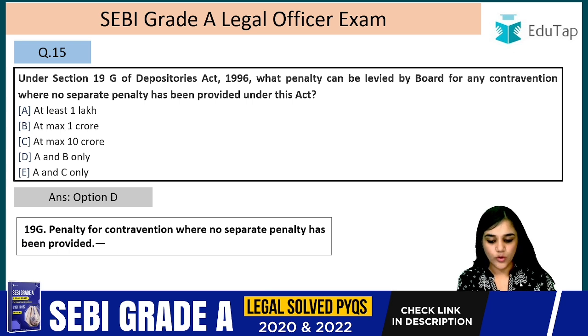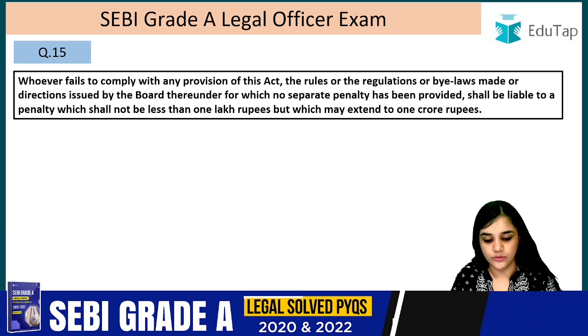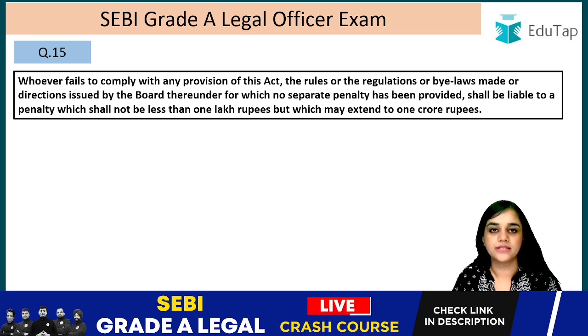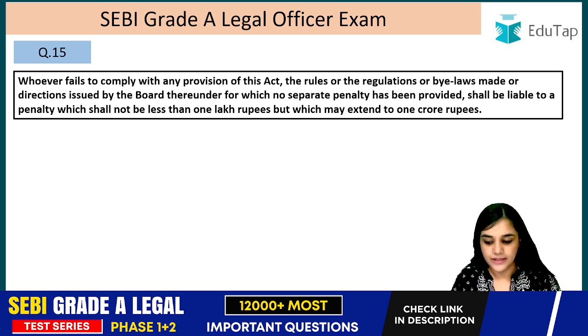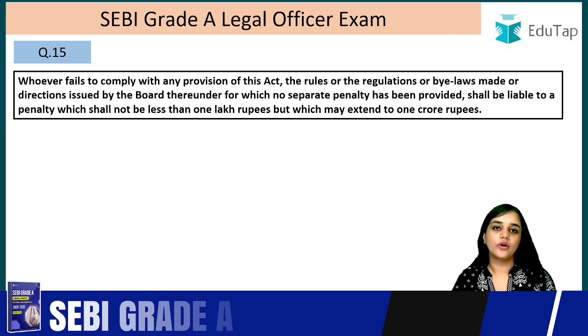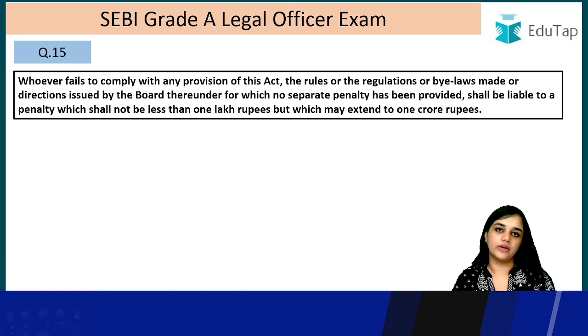Let's read it. Penalty for contravention where no penalty has been provided as per Section 19G. Whoever fails to comply with any provision of this act, the rules or the regulations or the bylaws made or the directions issued by the board thereunder, for which no separate penalty has been provided, shall be liable to a penalty which shall not be less than 1 lakh rupees but which may extend to 1 crore rupees. So the minimum is 1 lakh and the maximum is 1 crore. It cannot be more than 1 crore, it cannot be less than 1 lakh. Right? In cases where no specific penalty from 19A to 19G have been provided.